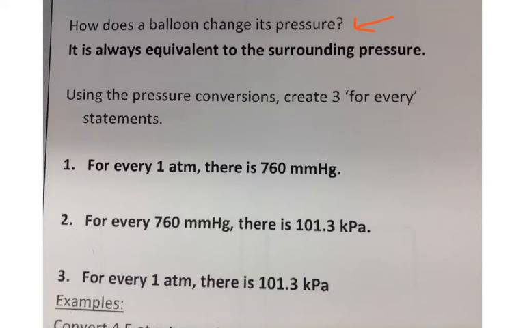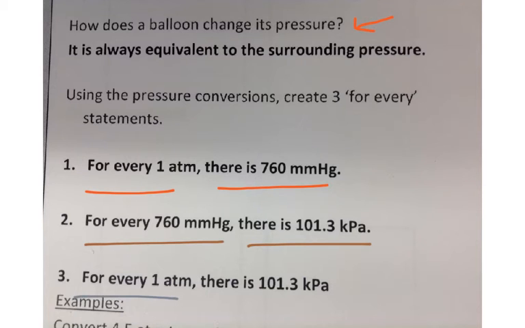You are also going to be expected to do conversion statements. And just like in the past, you can come up with: for every 1 atmosphere, there are 760 millimeters of mercury. For every 760 millimeters of mercury, you have 101.3 kPa. And for every 1 atmosphere, there is 101.3 kilopascals or kPa.